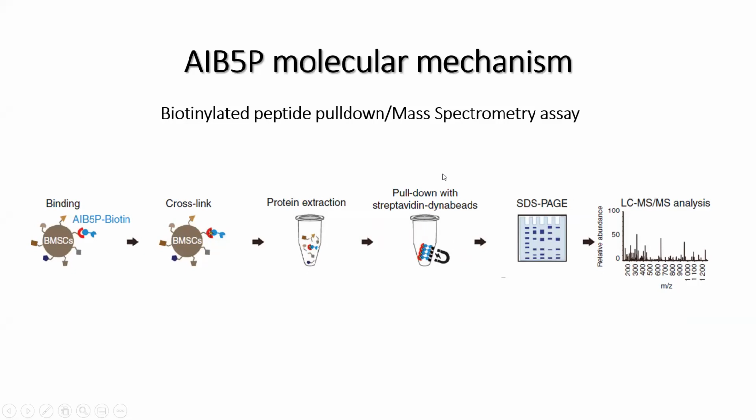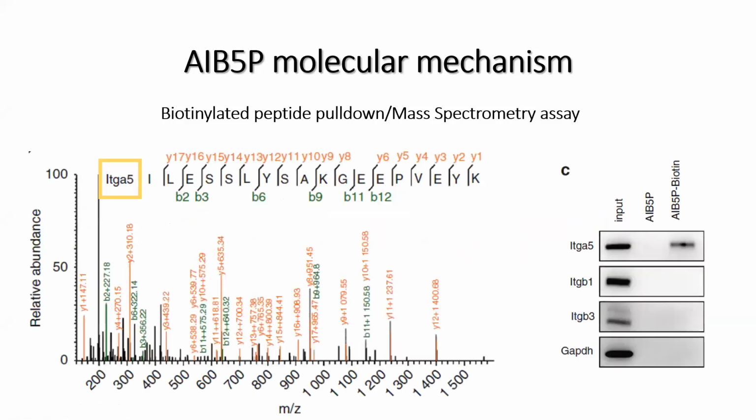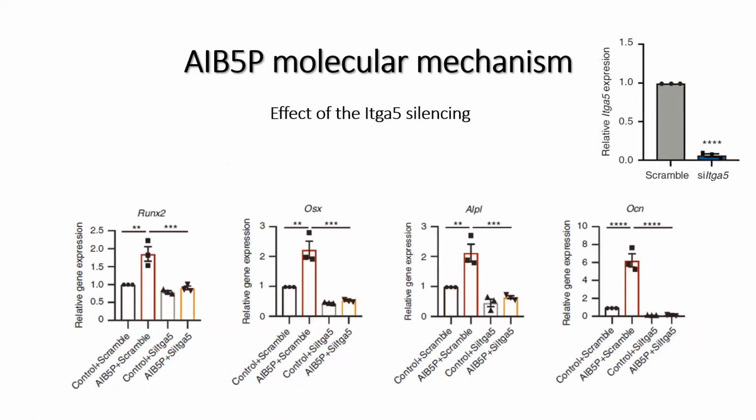collection of proteins. They found that the most commonly expressed protein in this pull down was the integrin alpha-5 protein. Here they confirmed that when the artificial intelligence peptide was present with the biotin, integrin alpha-5 was also present. This was not the same for other similar proteins with similar effects. So next they wanted to see what happens when they silence integrin alpha-5.